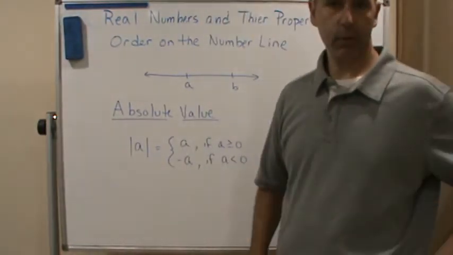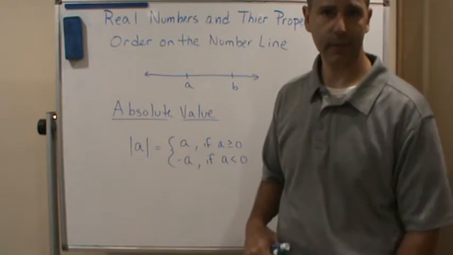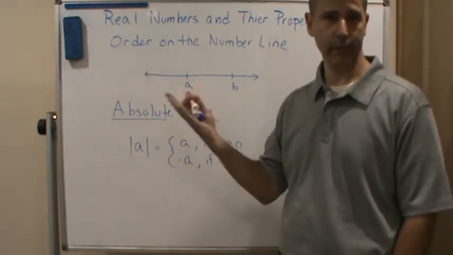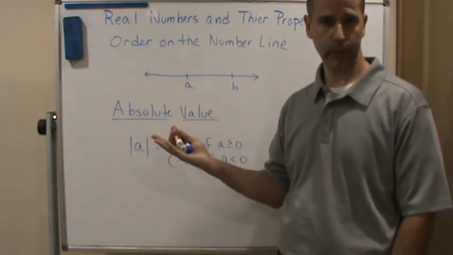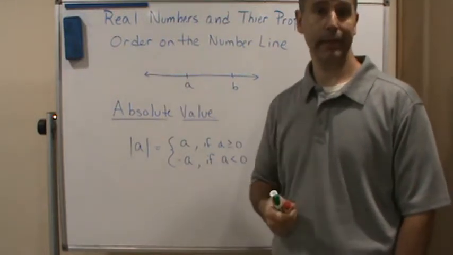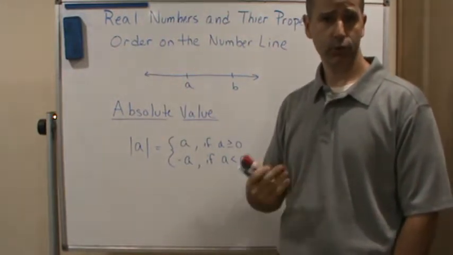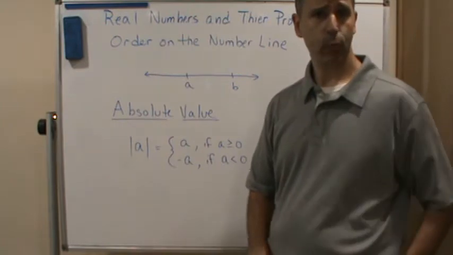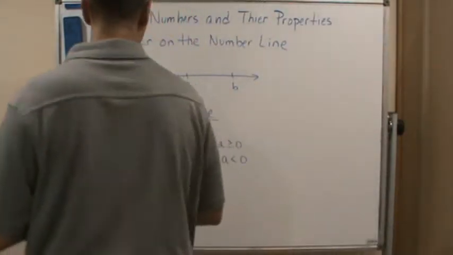Okay, today we're going to cover a couple other topics. The idea of the ordering on a number line. That's where we're going to talk about inequalities and also absolute value and what it means. So, the order on the number line.